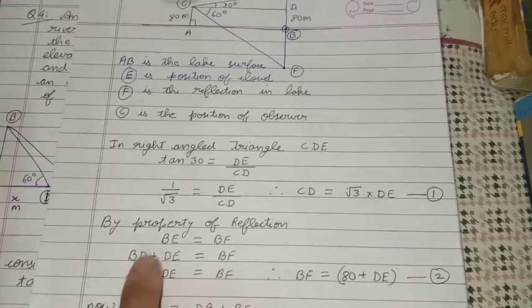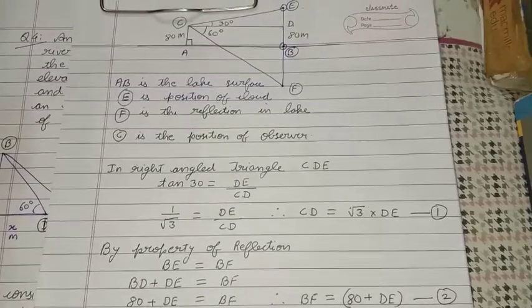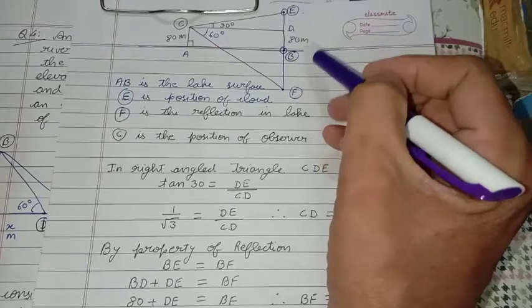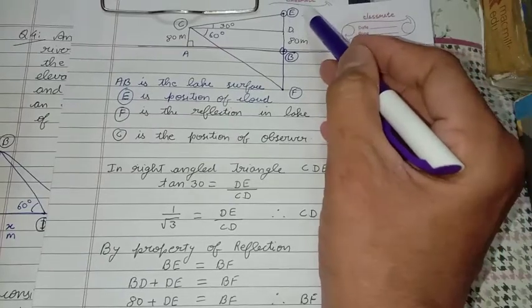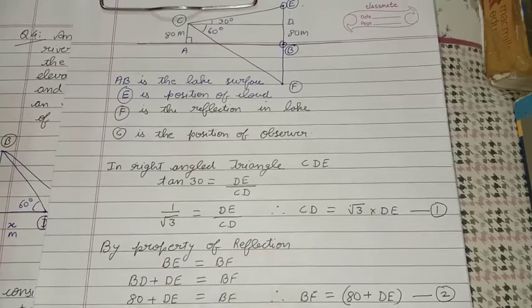Now friends, can you see what BE is? Where is BE? See here, it is BE. BE can be written as BD plus DE. Can you write this? That's what I have written here. BD plus DE is equal to BF.